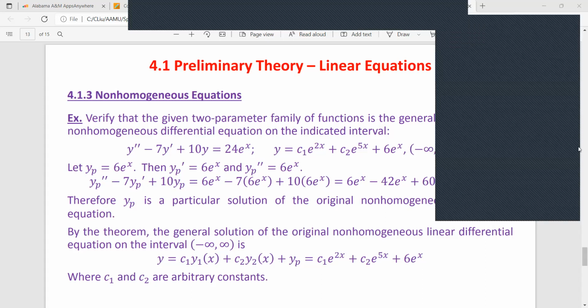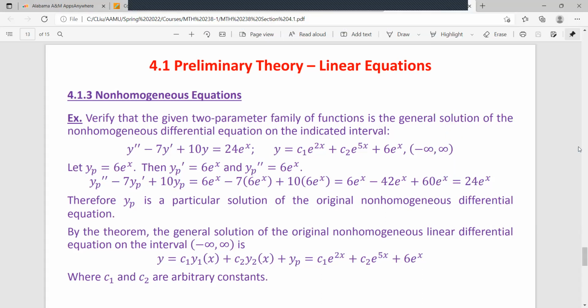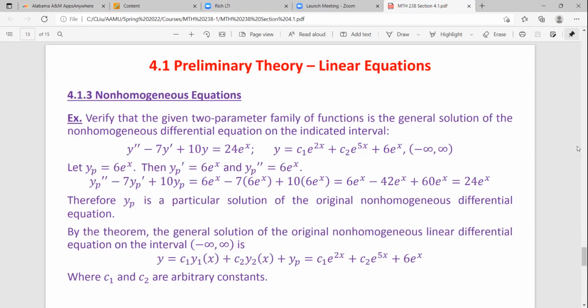Okay, so last time we talked about non-homogeneous equations. Non-homogeneous means when you write down the differential equation, you put all the derivatives of y and y itself on the left side, and everything else on the right. Non-homogeneous means the right-hand side is not zero. If the right-hand side is zero, that's called a homogeneous equation.